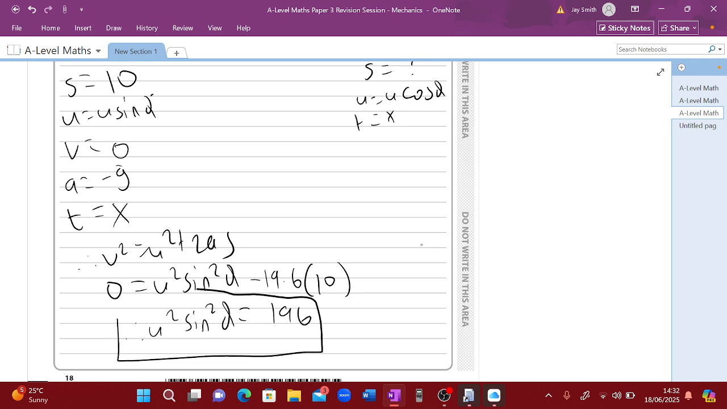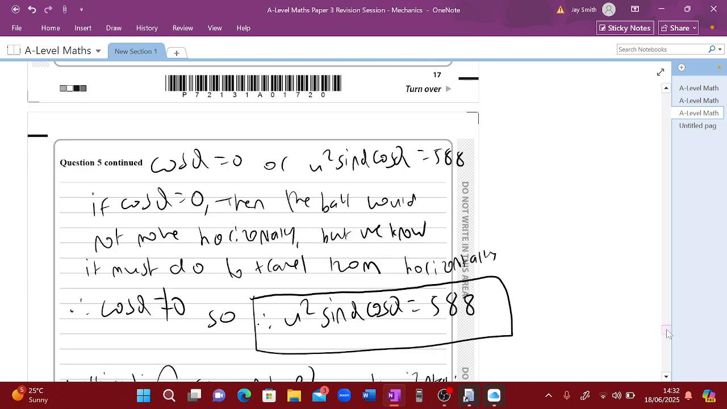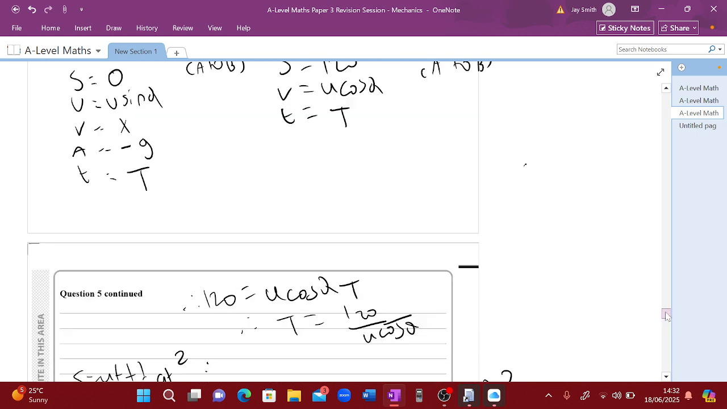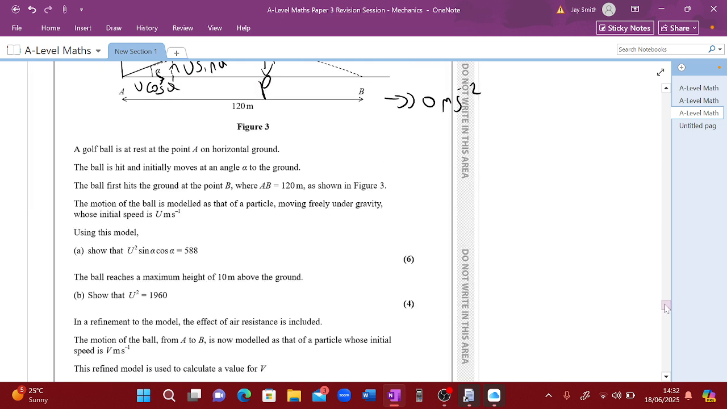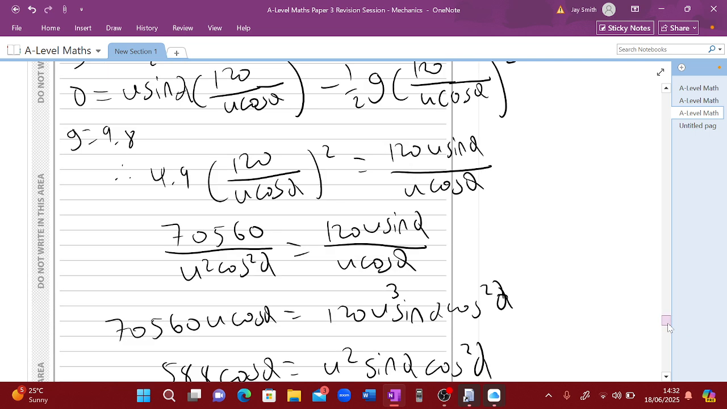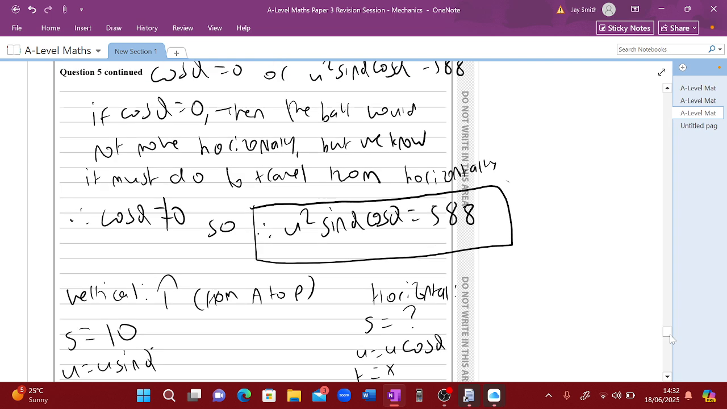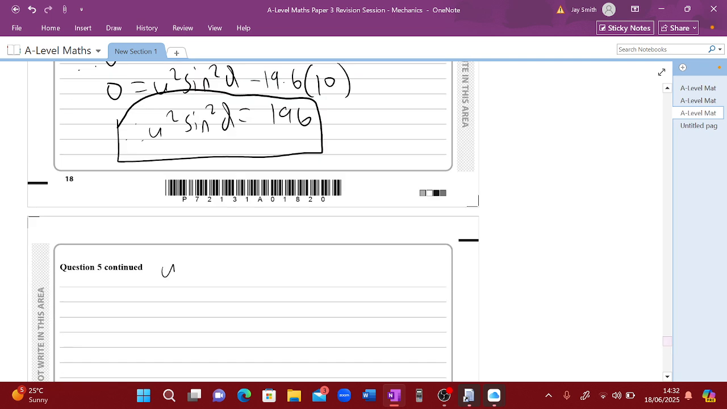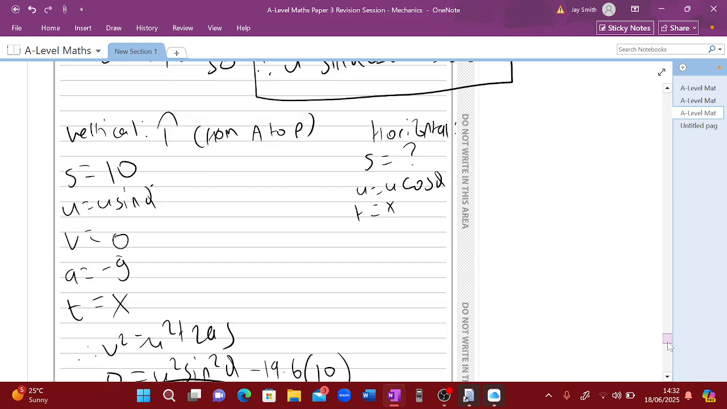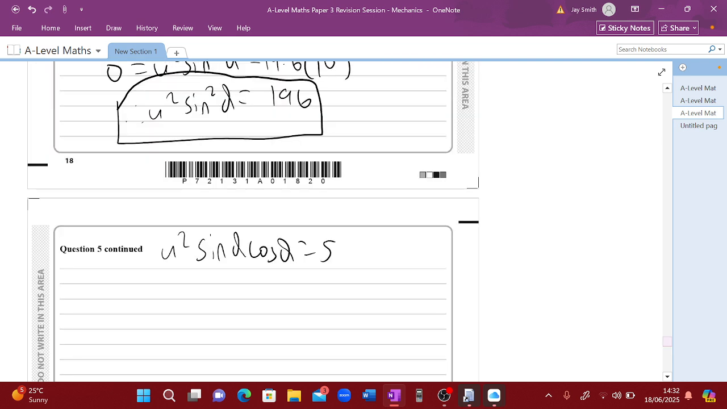And actually, we've kind of got simultaneous equations here, because we've got one equation with U and alpha, and this one for U and alpha as well. So in theory, we can now solve this. But what do we need to do? Do we need to find V? Not V, sorry, U. We need to show U squared. Okay, let's do that then. So let's rewrite the equation. We've got U squared sine squared alpha is 196, and we also know that U squared sine alpha cos alpha is 588, something like that. Yes. So we need to solve these then.